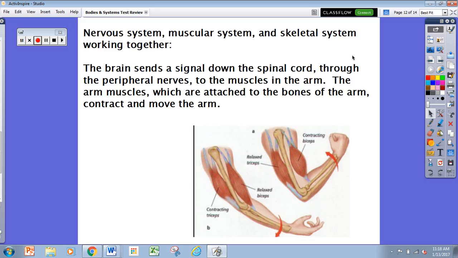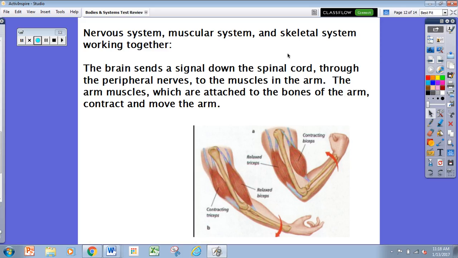Another example of systems working together is nervous system, muscular system, and skeletal system work together. When we did our in-class activity and you had to do a few jumping jacks and think about what systems work together, this is what was happening.